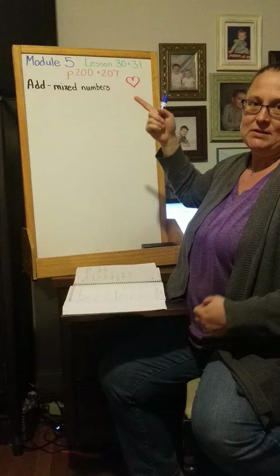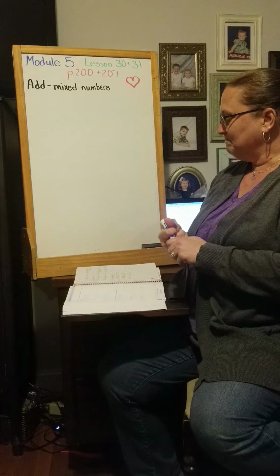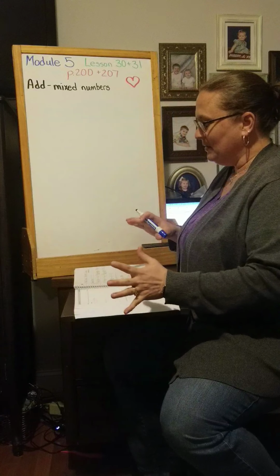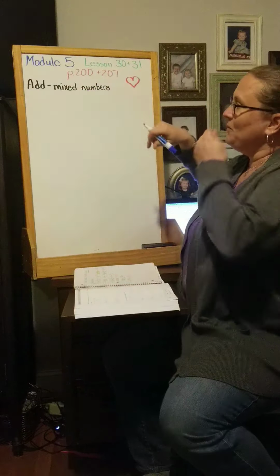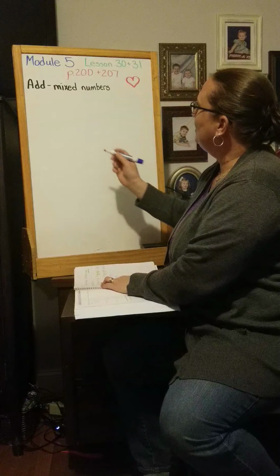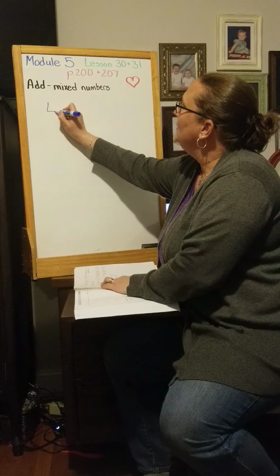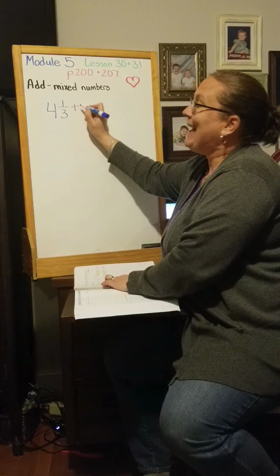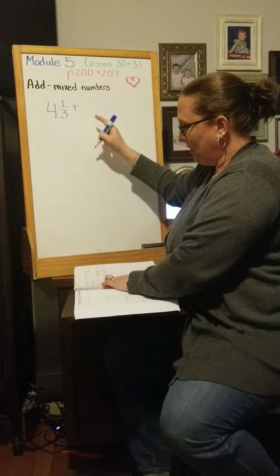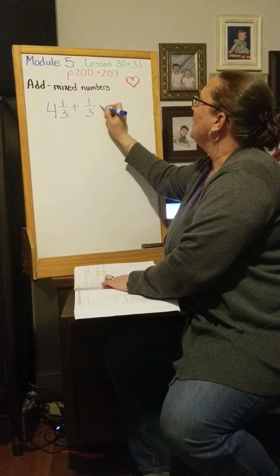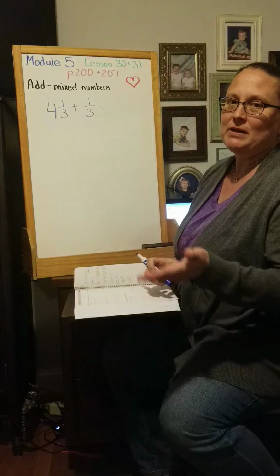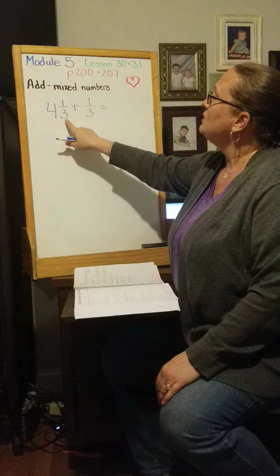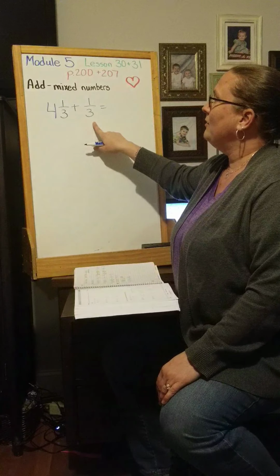We're doing page 200, which is part of lesson 30, and then page 207, which is part of 31. So we're adding mixed numbers. Still working with fractions. I've got it all written out for me to look at. We're going to do some from 30 and some from 31. To begin with, we're going to look at numbers like 4 and 1/3, and we're adding this time. We're just adding 4 and 1/3 plus 1/3. Well, we have a mixed number, right? Remember, a mixed number is a whole number and a fraction. And when you have a whole number and a fraction, it's a mixed number. So we have a mixed number and we have a fraction.